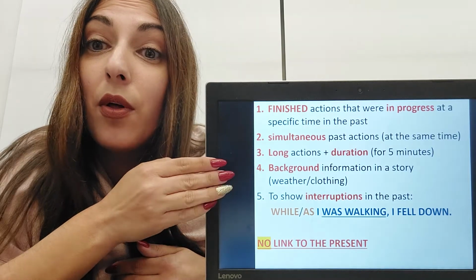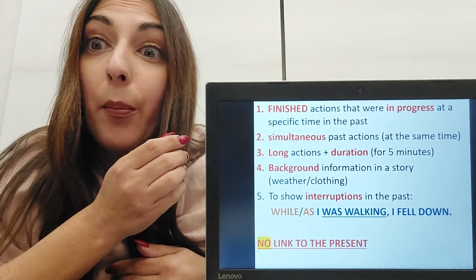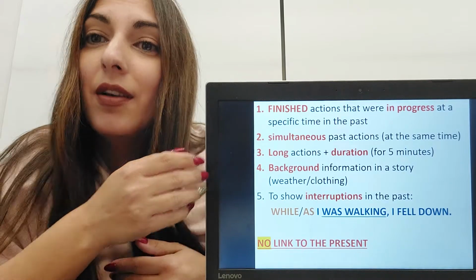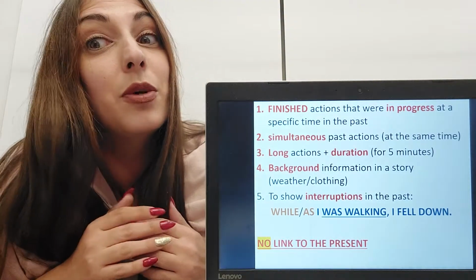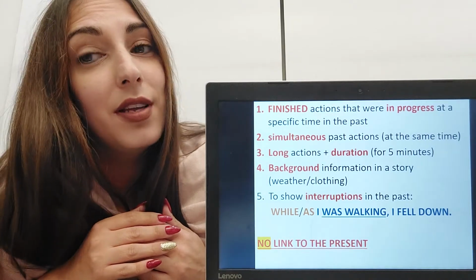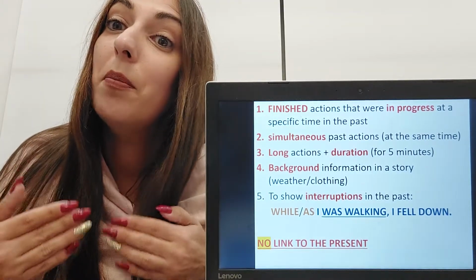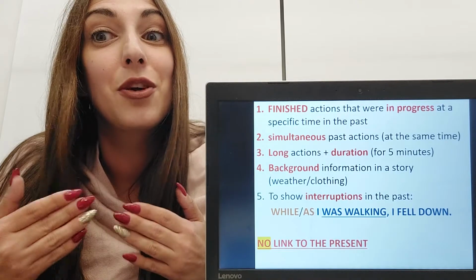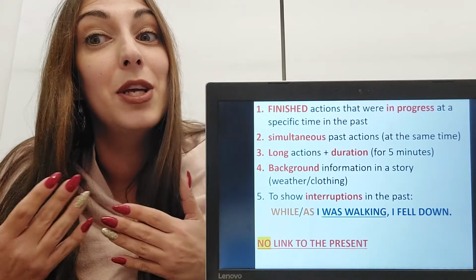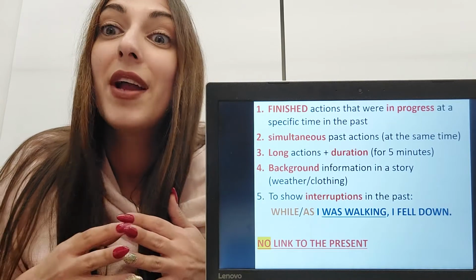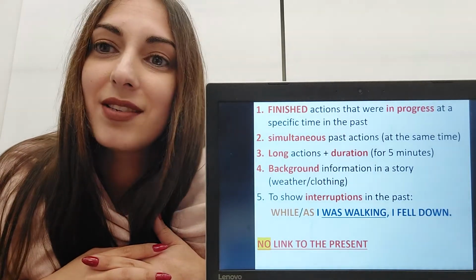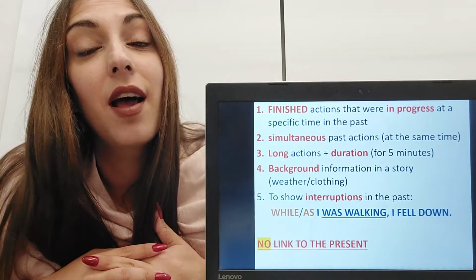For example, the weather, people's clothing. So I saw Maria yesterday, past simple, but she was wearing a beautiful dress. She was wearing this dress for a long period of time. So that shows duration, background information to my story. So I use past continuous. Or I can say the sun was shining all day yesterday. It was raining last night.